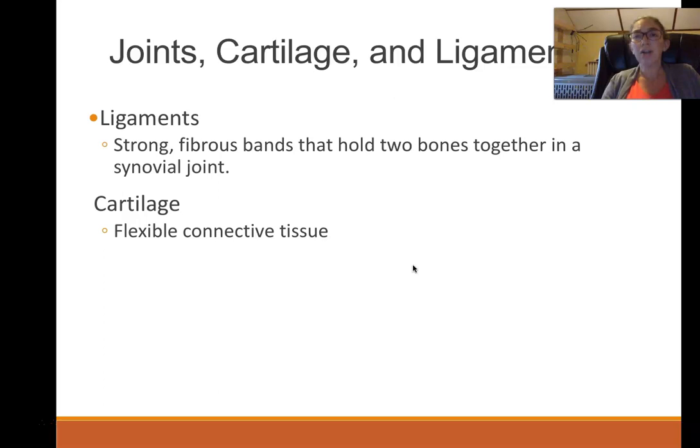Cartilage is a flexible tissue that can act as padding between bones. It can also serve as structural material in an area where there aren't bones, like in your ears and in your nose. So it's more flexible, as you can tell with your ears and your nose, because you can fold them and bend them and they don't break.